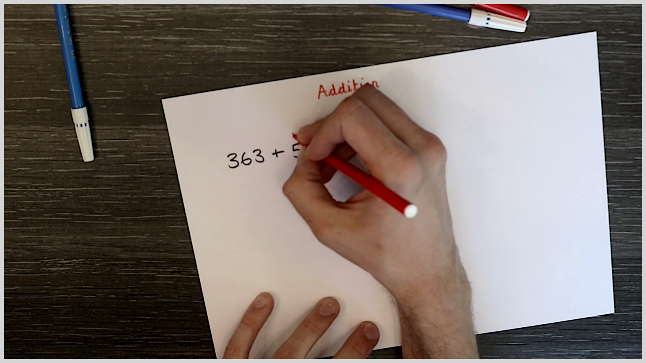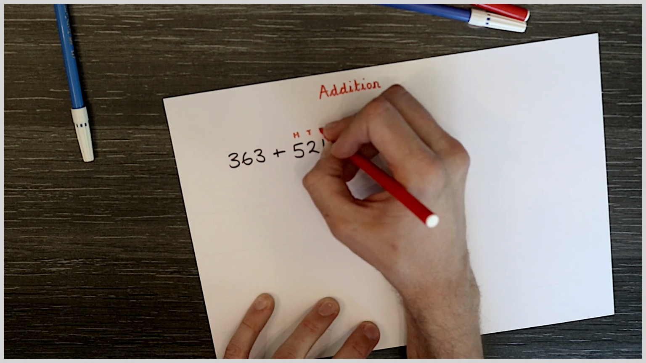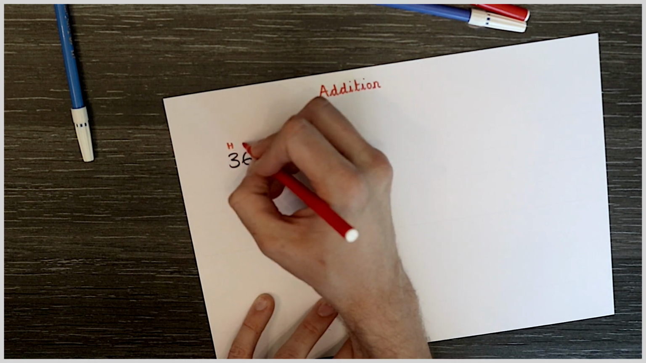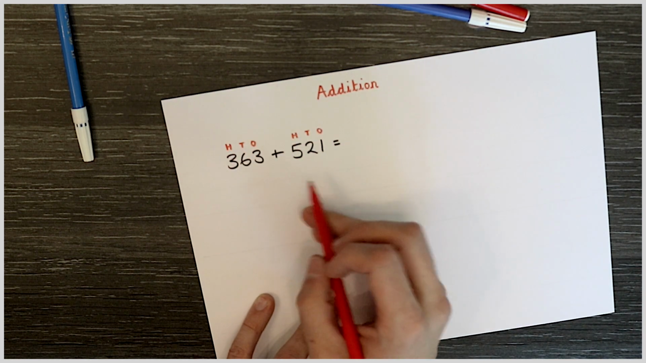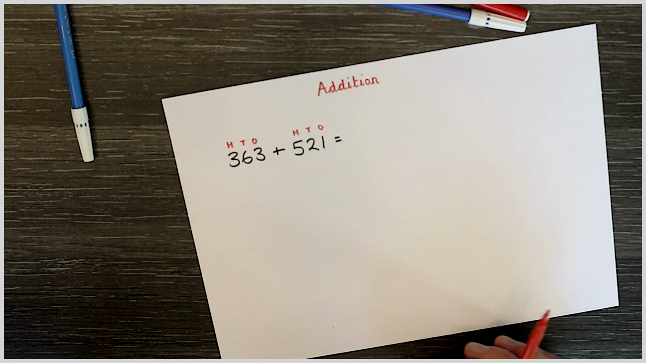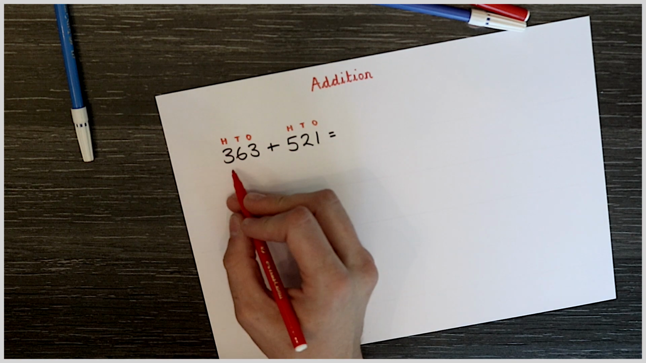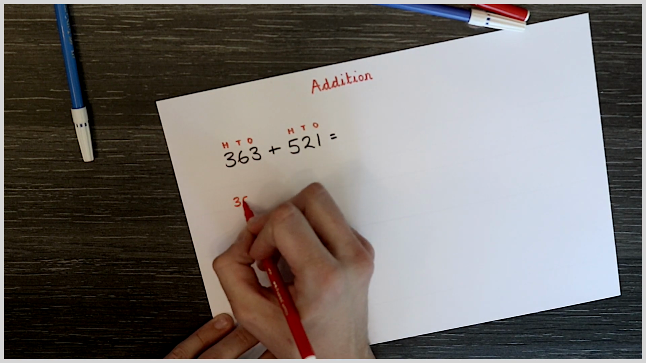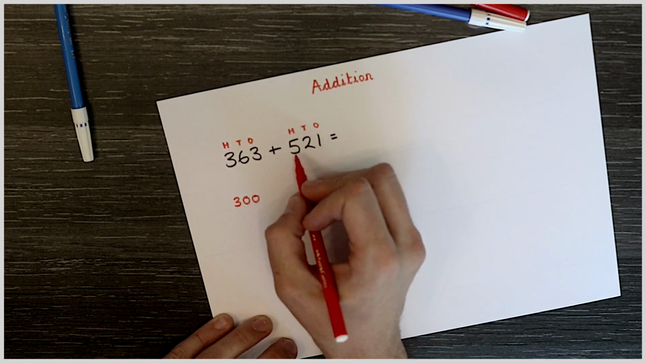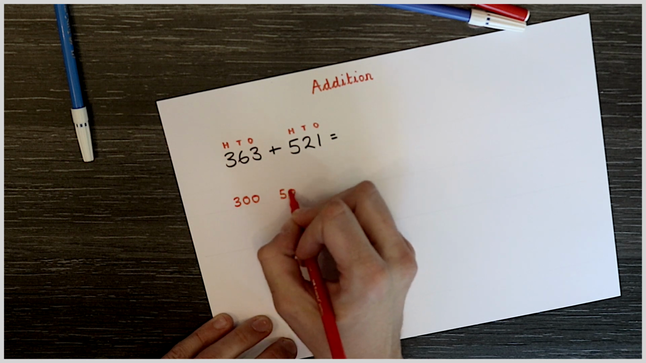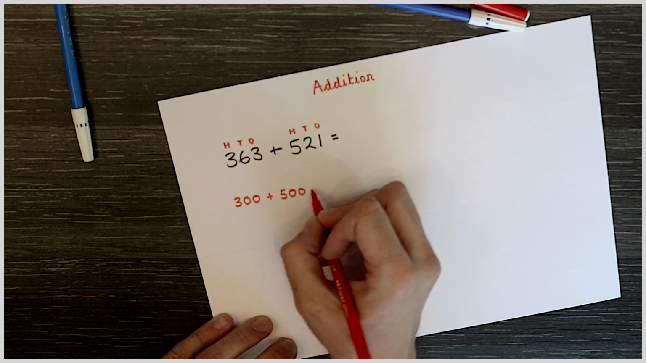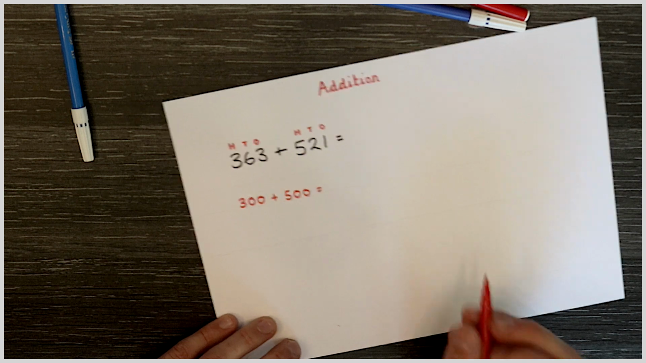So we know that we have hundreds, tens and ones here because they are both hundreds numbers. They both have 3 digits. So as we look at this number, we can start to break it down. So we know that in this number we have 300, and in this number we have 500. And I'm going to just add those together first in a moment.